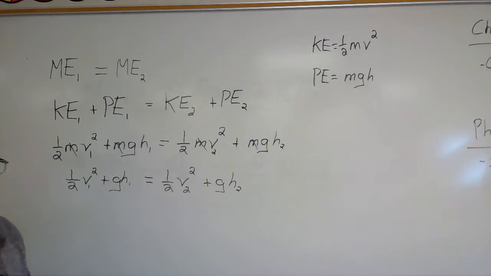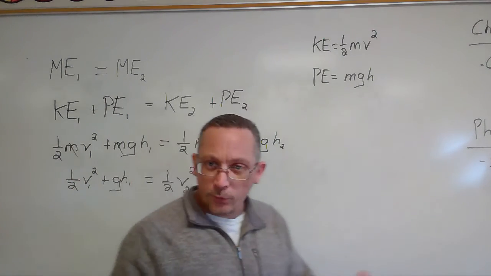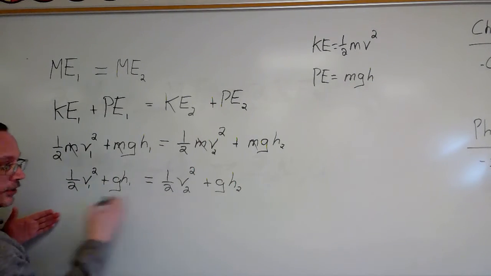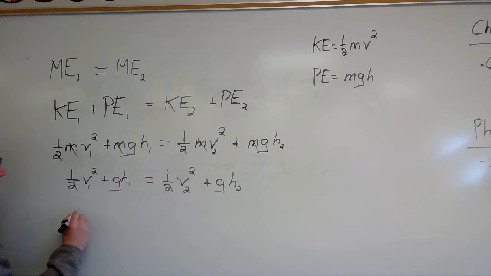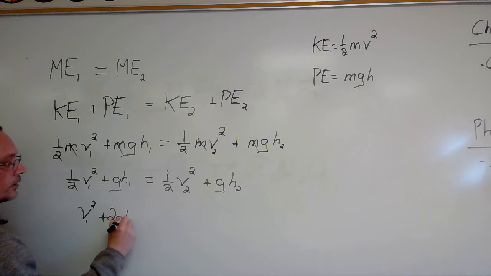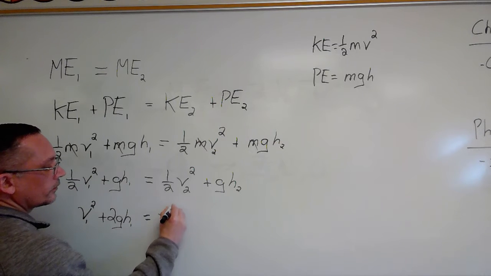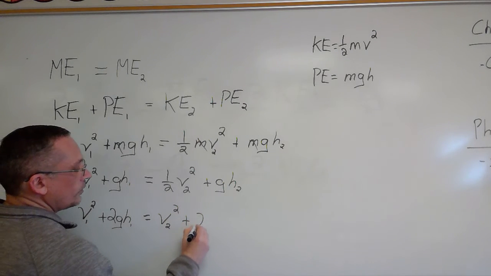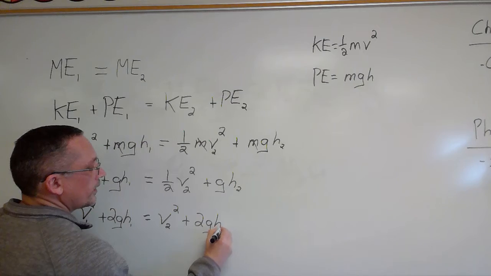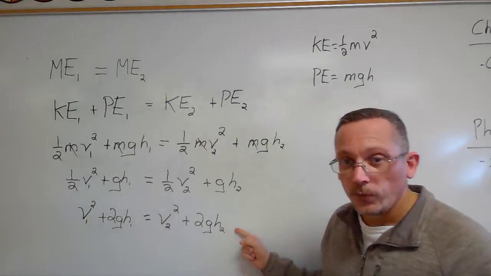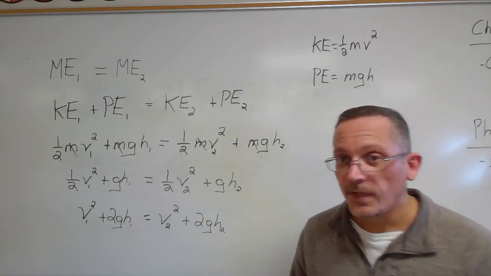h2. Now, if you like, what we can do just to make this cleaned up a little bit, make it look a little bit nicer, I'm going to go through and multiply both sides by 2. I'm going to multiply everything by 2, so that this is just v1 squared plus 2 times g times h1 equals v2 squared plus 2 times g times h2. And now that equation here, we can use to solve some problems. Let's take a look at some.